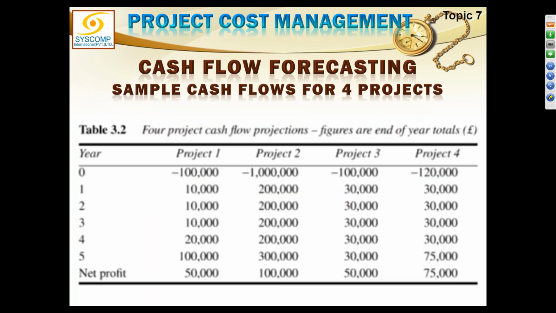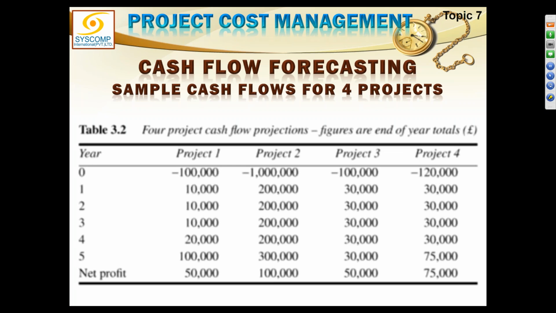This is an example of cash flow forecasting in which the project sponsor has forecasted 4 projects. He has to choose one out of them. And the forecast is on a yearly basis here. Project 1 needs an investment of £100,000, and this will yield a benefit of 10,000 after 1 year, 10,000 after the second year, 10,000 after the third year, and 20,000 after the fourth year. Finally, after the fifth year, it will yield 100,000.